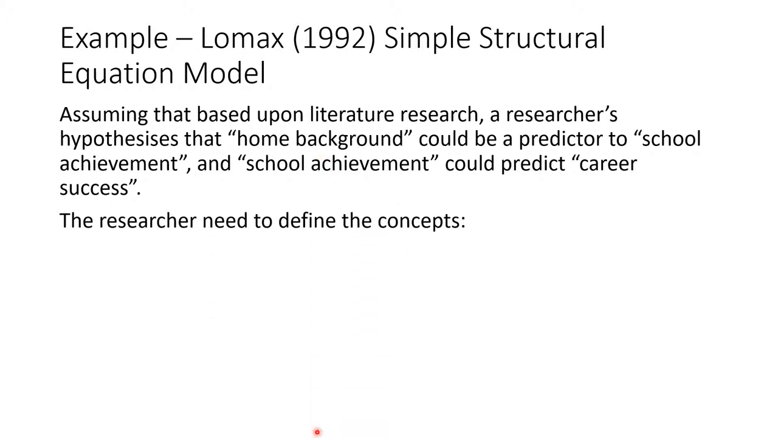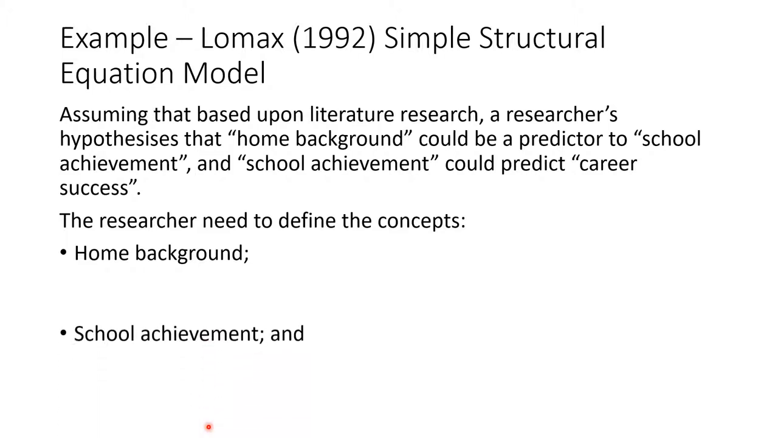What do we do next? The researcher needs to define the concepts. Because when you talk about home background, the whole background may look vague. People may read different meaning into home background. At the same time, school achievement could be read differently. What kind of achievement are we really looking out for in the school? Then you come to the career success. How do we define success in career? So to do this, what do we need to do?